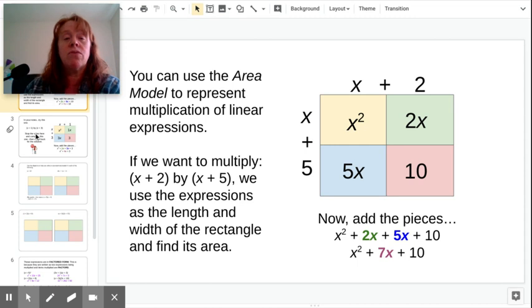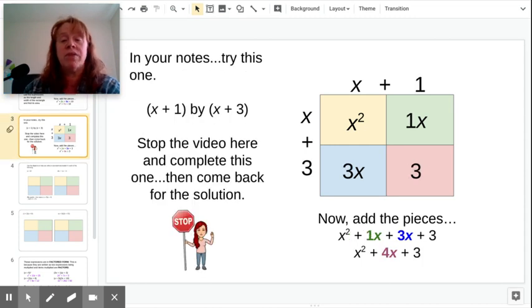All right, so where we are now, this is the example that I just wanted you to try to stop the video and complete. X plus 1 times x plus 3. So again, I could have put x plus 3 here and x plus 1 here. I would still get the same answer. So I get x squared plus x times 1. X times 1 is 1x. 3 times x is 3x, and 3 times 1 is 3. Please make sure you're multiplying to find all of these areas. Length times width is the area of a rectangle. So x squared plus 1x plus 3x plus 3. The 1x and the 3x are the ones that you can add together to get 4x. So x squared plus 4x plus 3.